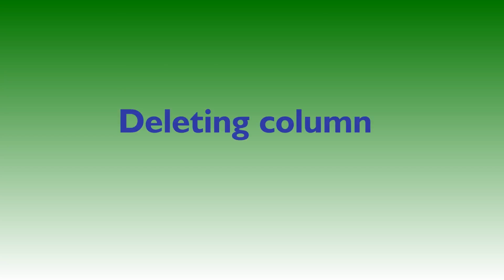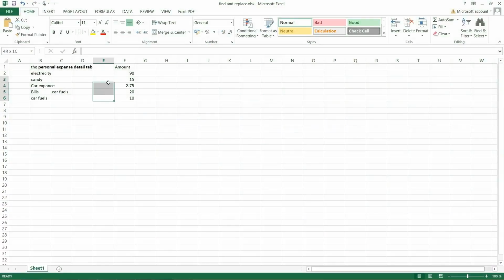Deleting columns. 1. Select the column you wish to delete. In our example, we will select column C, the one we just inserted. 2. Click on the Home tab and then Delete Columns. 3. The selected column will be deleted and the other columns will be adjusted accordingly.